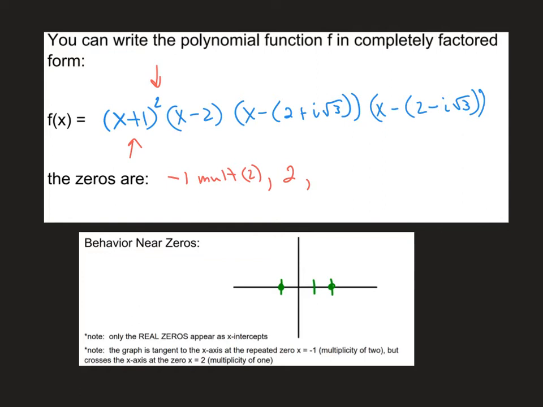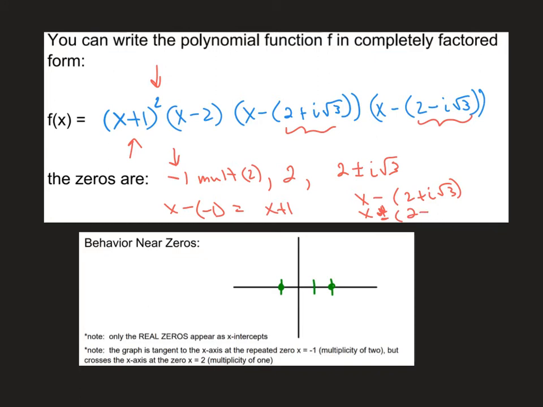And then we had our complex zeros at 2 plus or minus i radical 3. And there's two different values there. There's the 2 plus i radical 3 right here. And then there's the 2 minus i radical 3 right there. And remember, just like we take the negative 1 and we say x minus a negative 1 gets us the factor of x plus 1, same thing here. I'm going to say x minus the quantity 2 plus i radical 3 and x minus the quantity 2 minus i radical 3. And those are the other two factors.